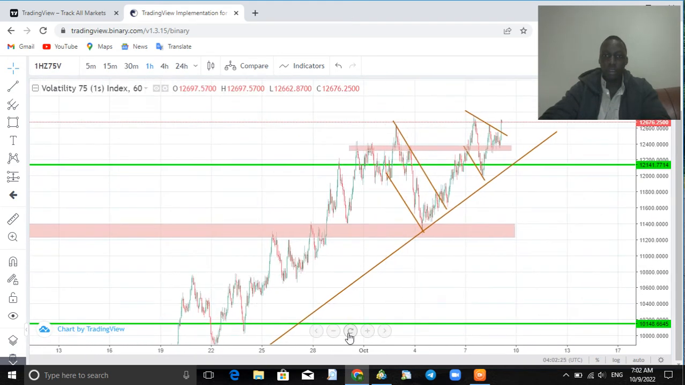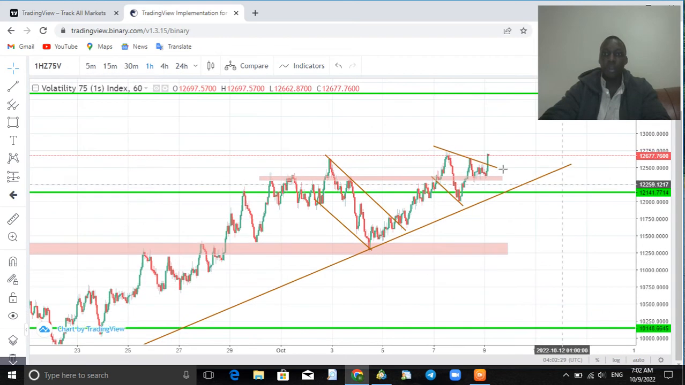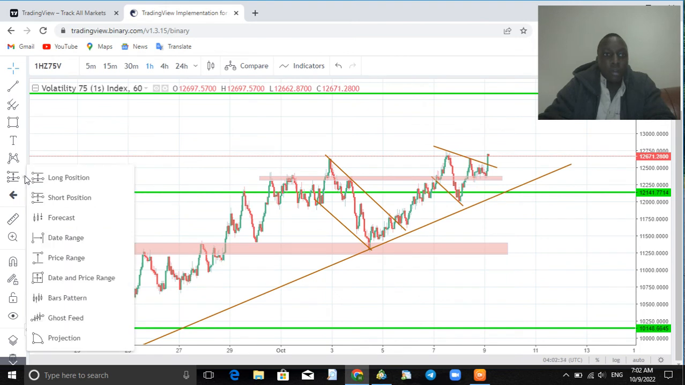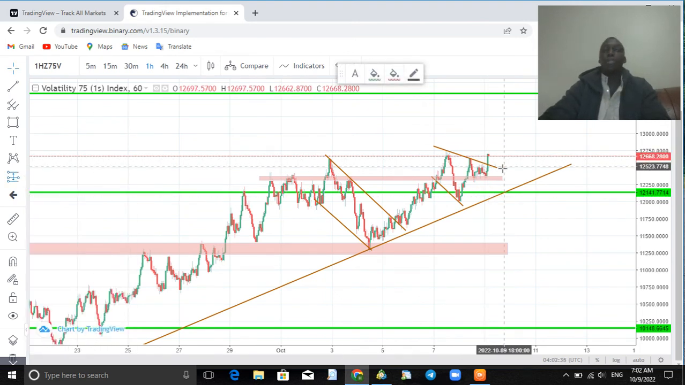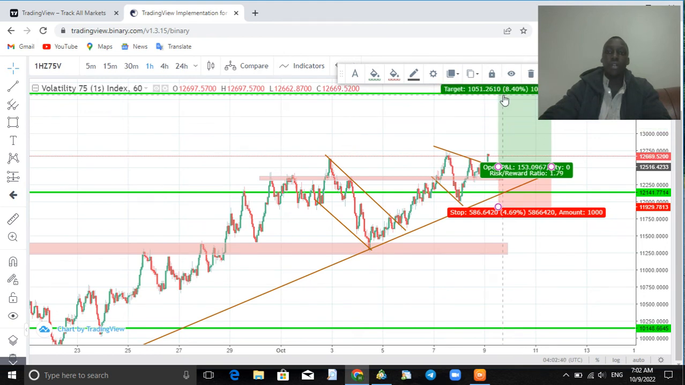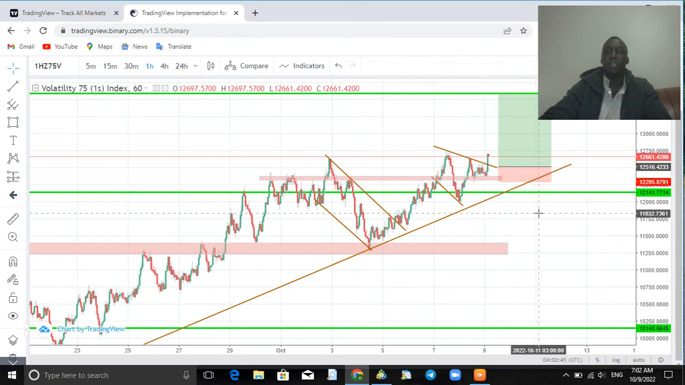Now what we want is to get a perfect entry. Now, like you know, for a pattern to be fully formed, we need to have a breakout and a retest. Now we have already seen that the prices have broken up. Now we are waiting for a retest.